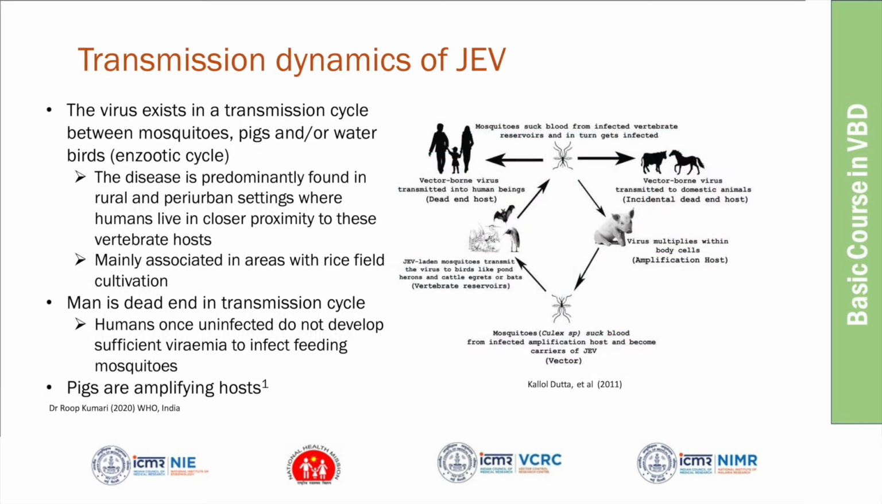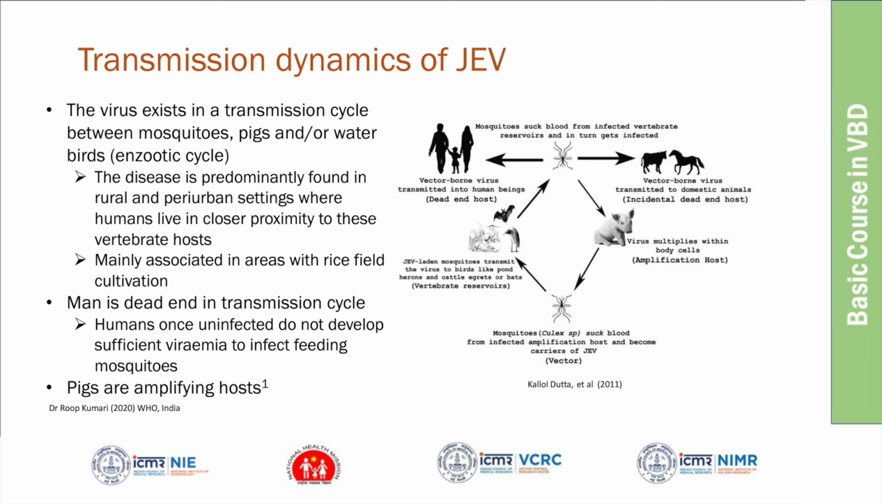I would like to spend some time on this slide. Very interesting transmission dynamics that we have for Japanese encephalitis virus. It's primarily an enzootic cycle. That is, the virus transmission is between the mosquitoes, the wild birds, the water birds, and the pigs. If you look at the picture, there is a cycle. We have the bottommost mosquito, then we have a bird, again a mosquito, again a pig.